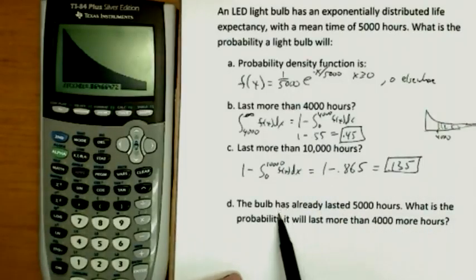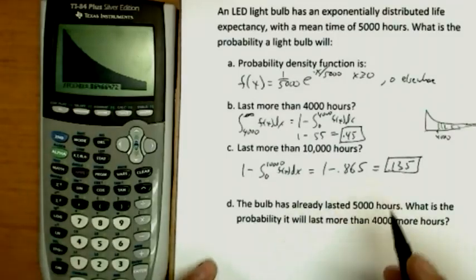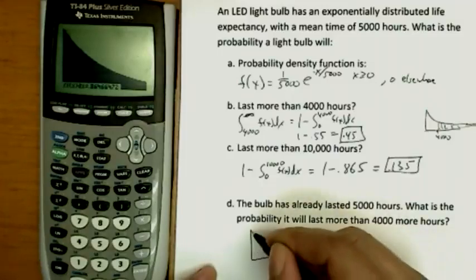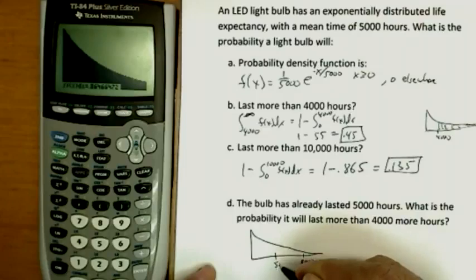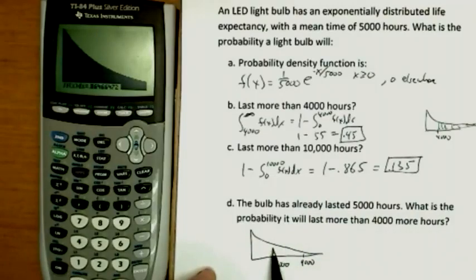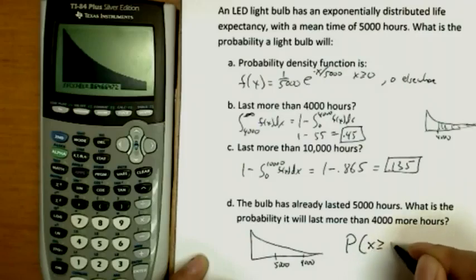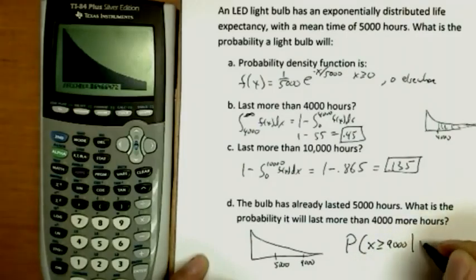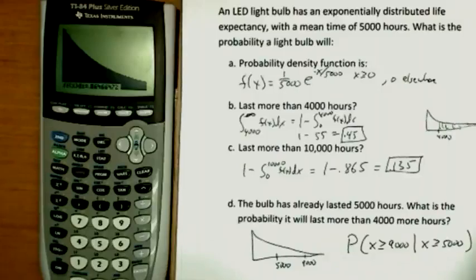Now look at this question here, D. The bulb has already lasted 5,000 hours. What's the probability it will last more than 4,000 hours more than that? Now what's happening here, if we think about this, so here's 9,000 and here's 5,000. We know the bulb has lasted to here. We're given that. So what we're calculating is the probability x is greater than or equal to 9,000 given x is greater than or equal to 5,000. Conditional probability. So our world has changed.